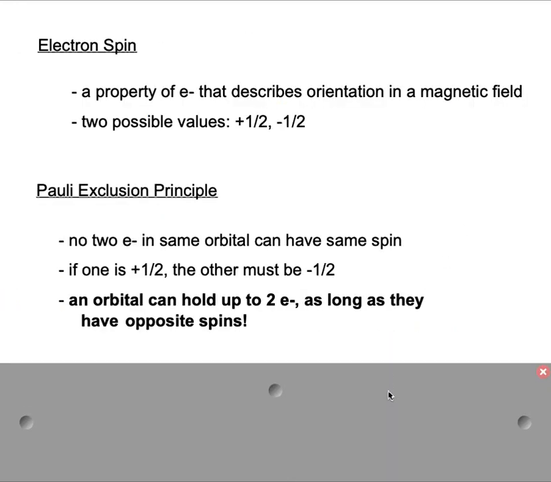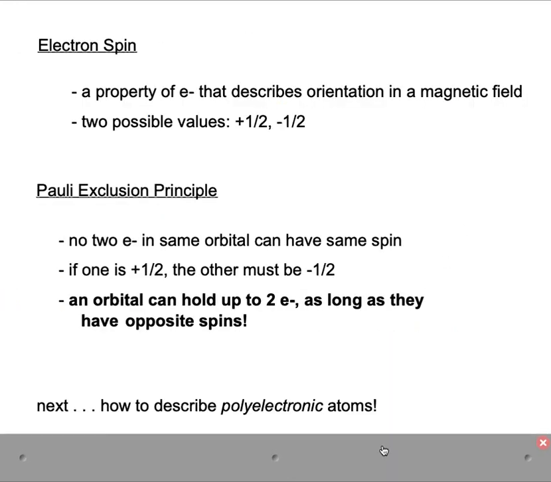Now, coming up next will be how we use these principles to describe every other atom on the periodic table past hydrogen, namely polyelectronic atoms. And that will be the topic of our next video.